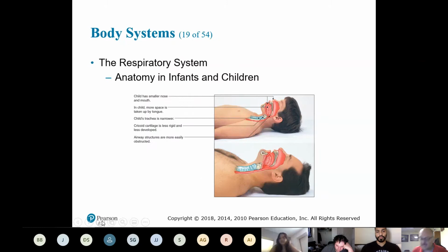Now, as far as differences in anatomy between kids and adults, obviously they're smaller, right? Kids are smaller. So the trachea is going to be smaller, right? One thing that's bigger is the tongue. When you put it in relationship to an adult, the tongue is going to be bigger inside a kid than in an adult. So it takes up more room. The other thing is the way the trachea is.